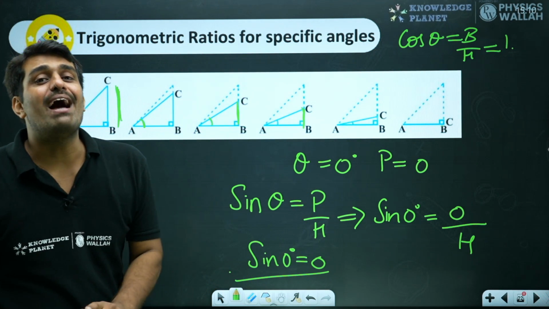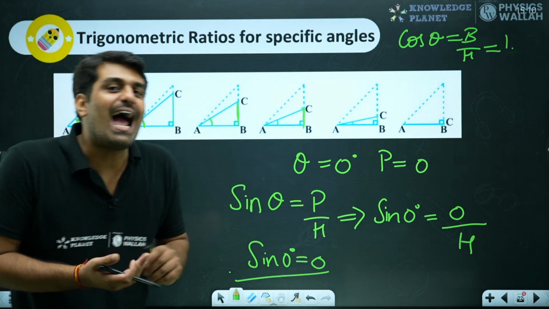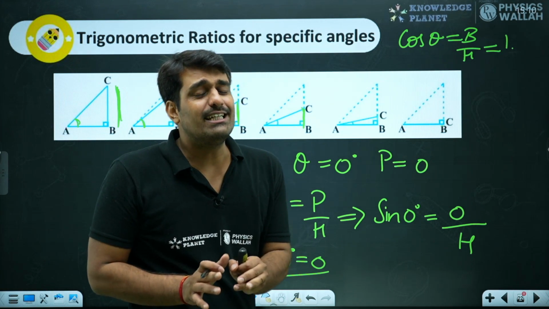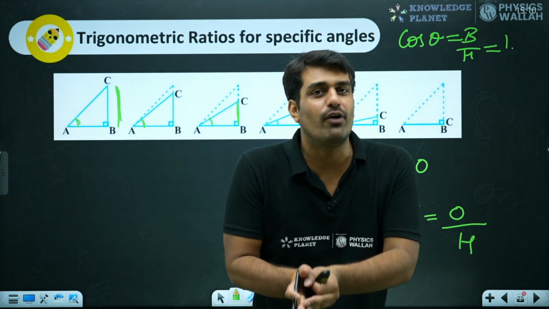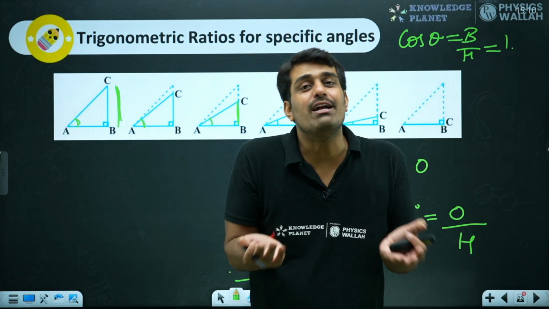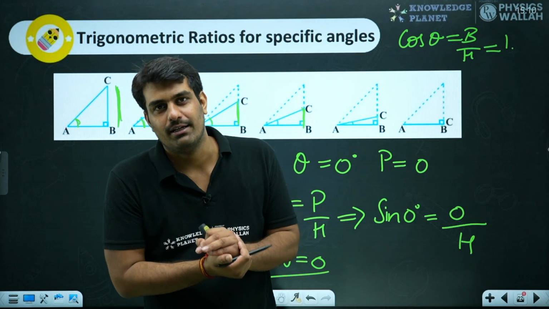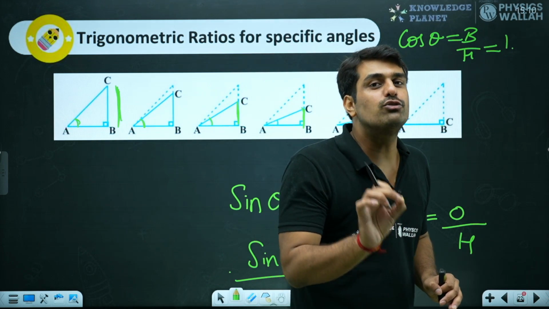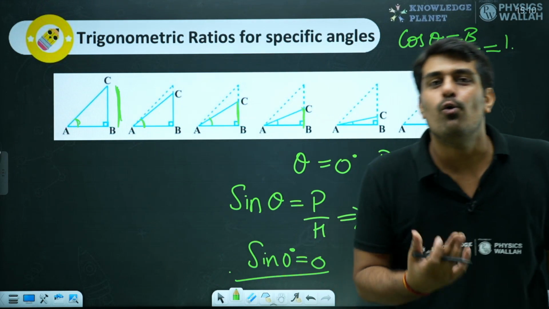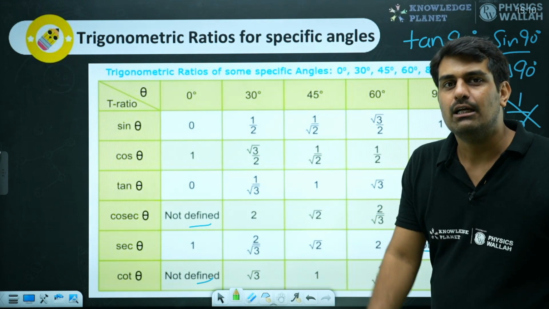In a similar manner, for all the other particular angles, we have the values. It's not a hypothetical thing. Some mathematician has already done the hard work for you. You have to just consume it, and if you can reproduce it in a better way, that will be your achievement. So trigonometric ratios for a specific angle have a specific value, and you need to remember this particular table over here.